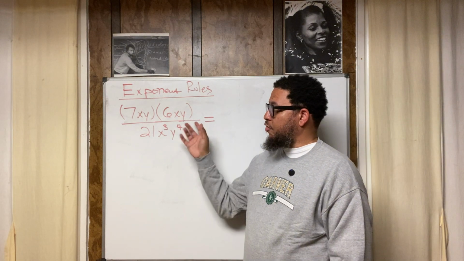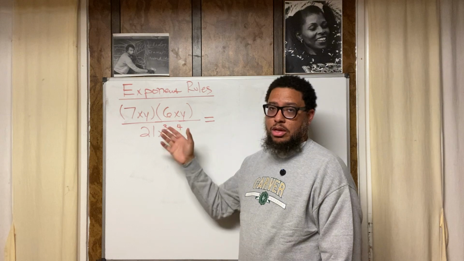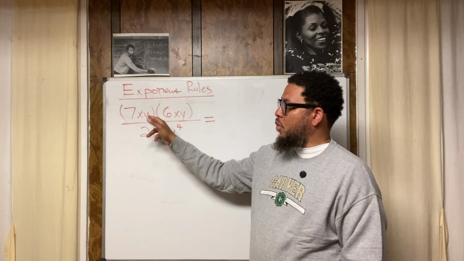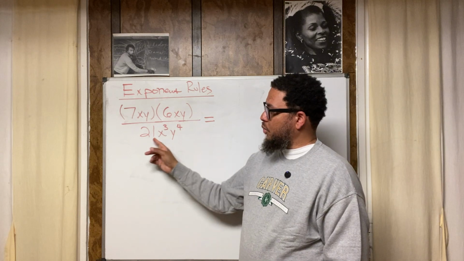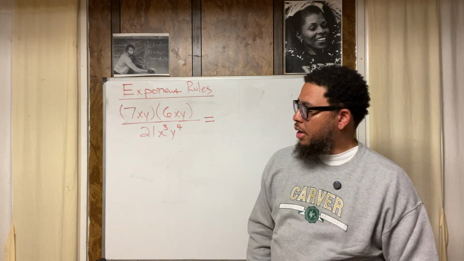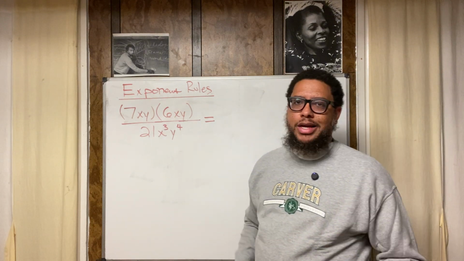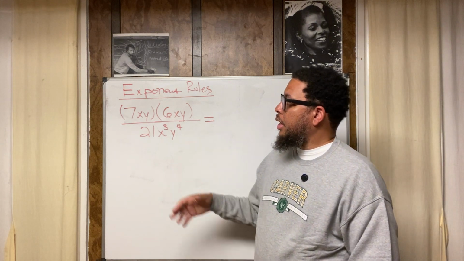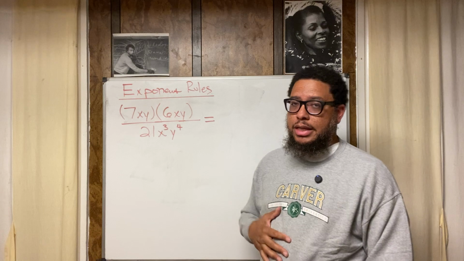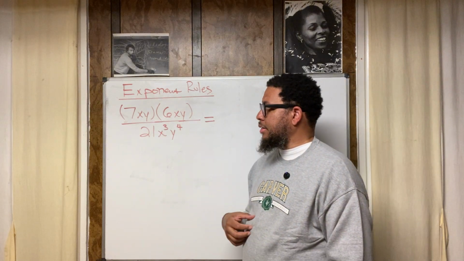So what do we have here? We have a fraction. That's a fraction bar. We have 7xy times 6xy in our numerator. In our denominator, we have 21x to the third, y to the fourth. There are different ways that we could do this. What I would probably do is simplify the numerator. That's my instinct.